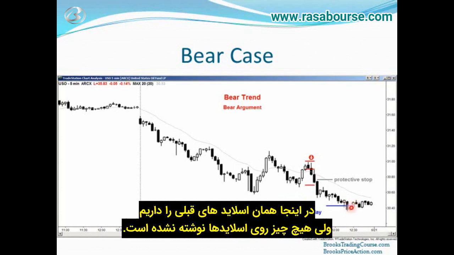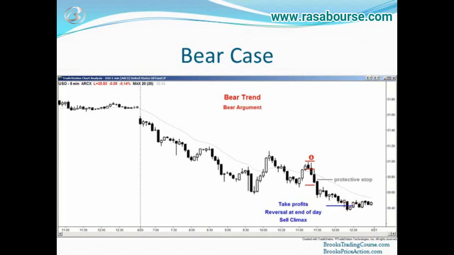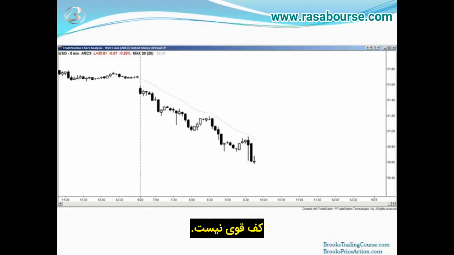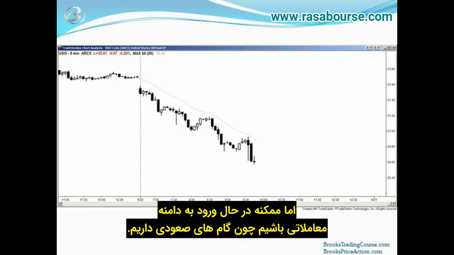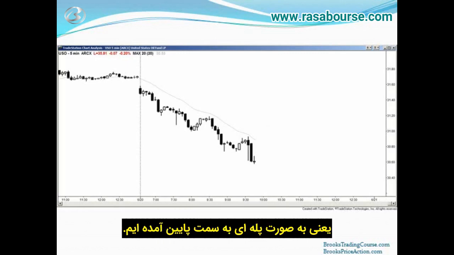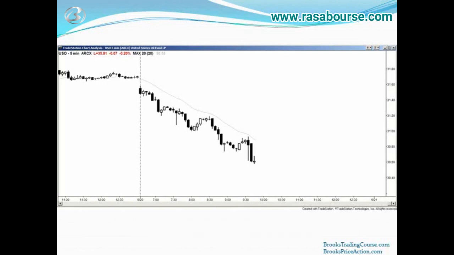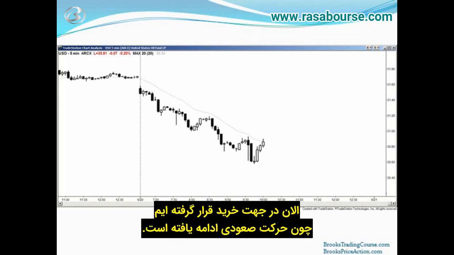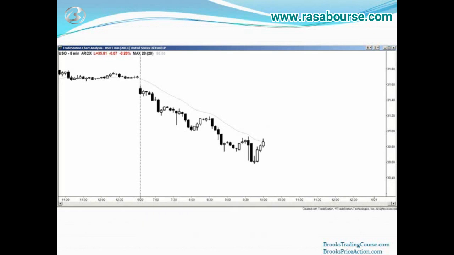Here's the same series of slides but without notes. Obvious bear channel, lots of selling pressure, not a strong bottom. However, we may be transitioning into a trading range because we're getting rallies. We're stair-stepping down, so we might get up to the moving average. Good for the bulls. Market's probably becoming always in long. Clearly always in long. Follow through definitely always in long.